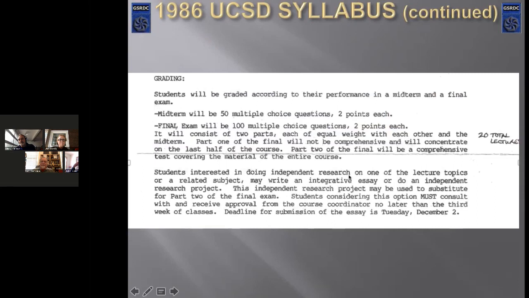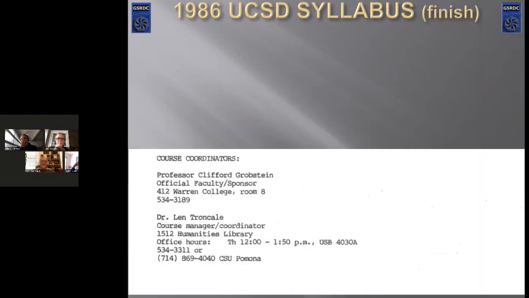Students interested in doing independent research on one of the lecture topics may write an integrative essay. I don't have any of those essays left, I don't think, but encouraging students to do research in this area was important, although now it's become more famous again.